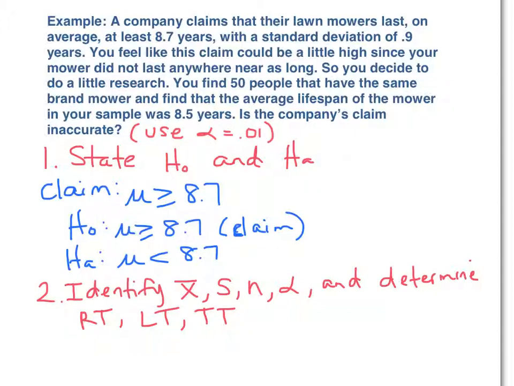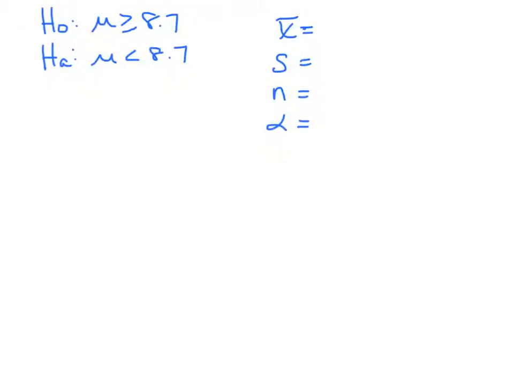All right, so let's do this. There's our null and alternative hypothesis, rewritten. In this case, the actual sample came out to have an average of 8.5. The sample standard deviation was 0.9. N was 50, which is large enough to use the normal distribution as long as it's over 30. And alpha, I had said to use 0.01.